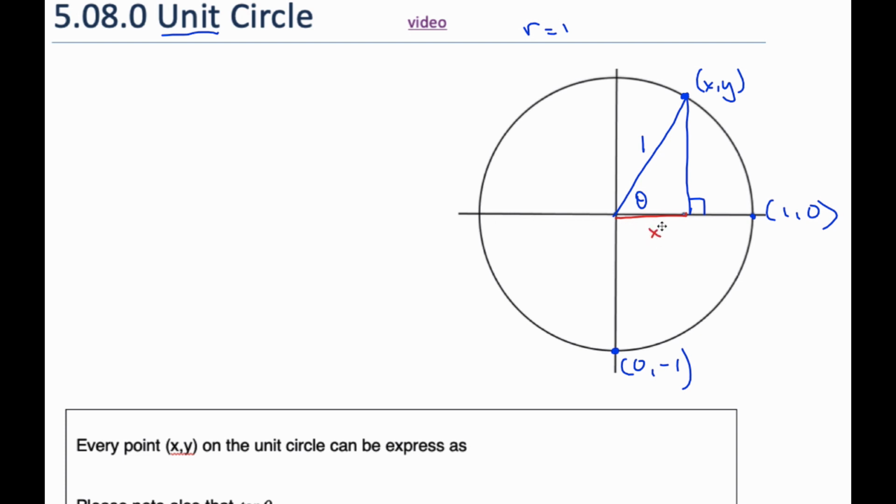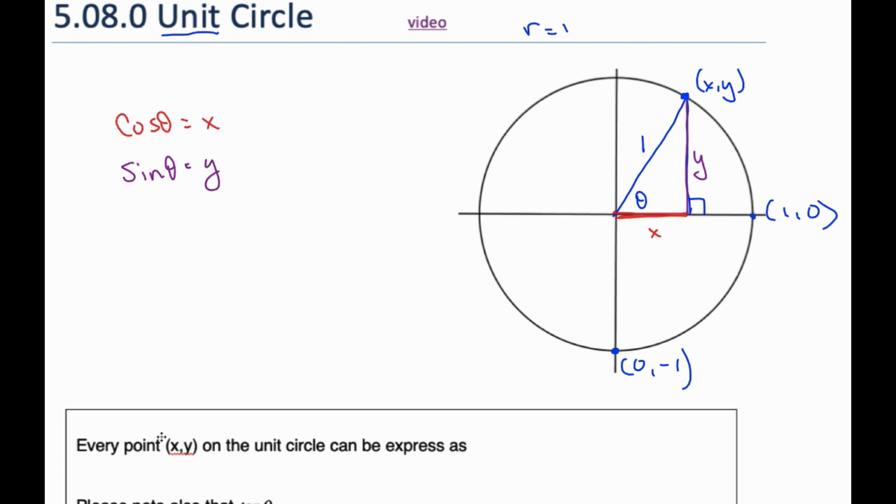If I consider x, theta, and 1, this is adjacent. So I know that the cosine of theta is equal to x over 1. So cosine theta is equal to x. This distance here is x. Cosine is x. Similarly, if I look here, this is my y. I go over x and up y. If I look at y, theta, and 1, I know that this is opposite. This is hypotenuse. That is, the sine of theta is equal to y.